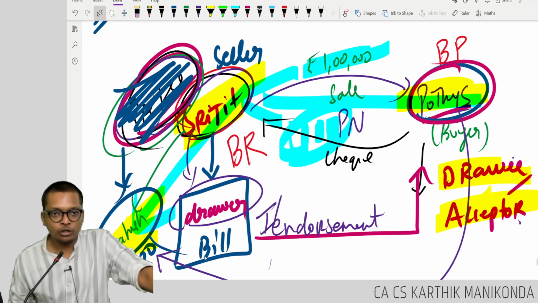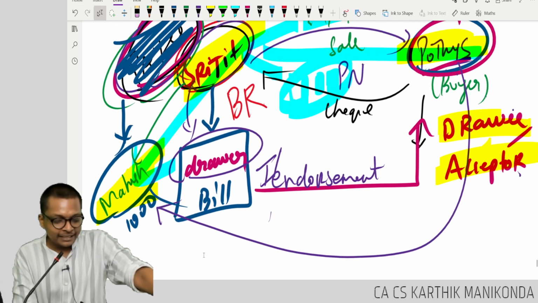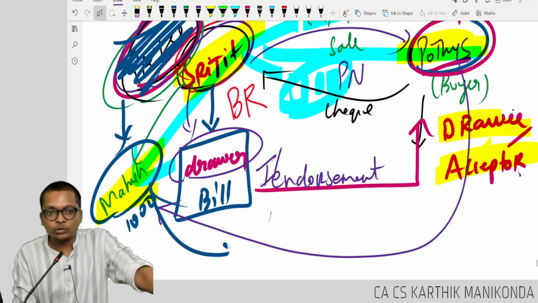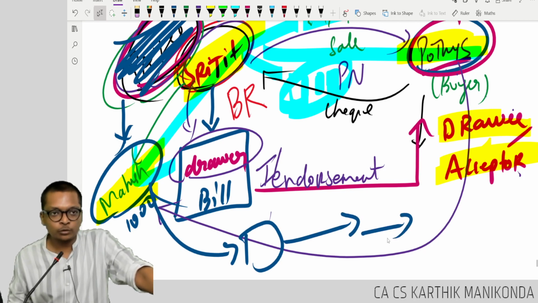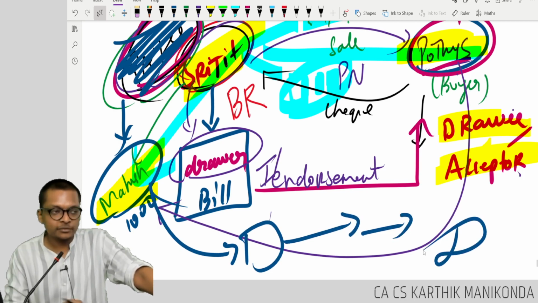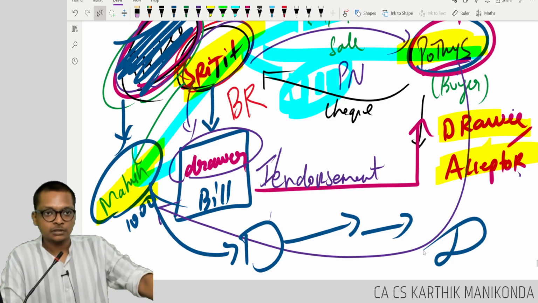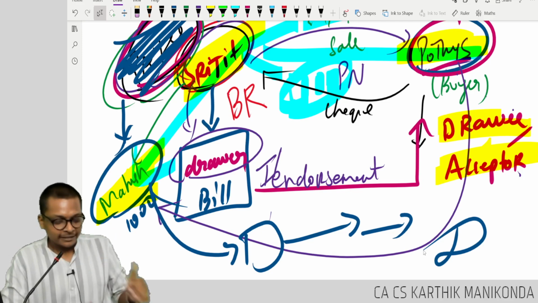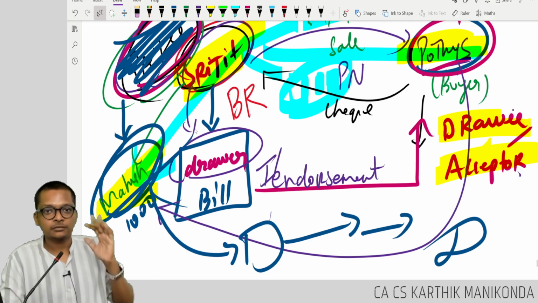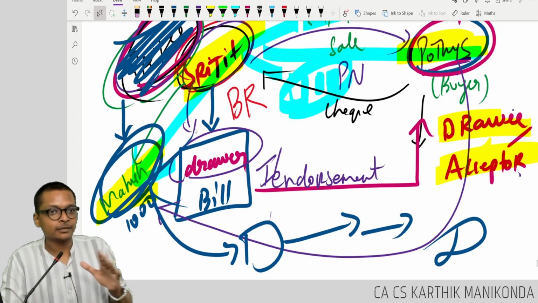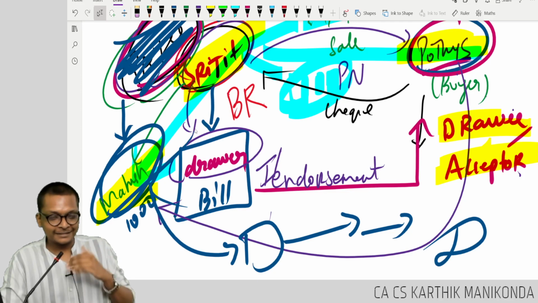How many times can I endorse? Can I endorse to Mahesh? Can Mahesh endorse to somebody else? Can he endorse to somebody else? How many times can we do this? Infinite times. There is no limit. Sir, then while endorsing, instead of writing Mahesh, I wrote Mahima. Wrong spelling. What to do? Not in syllabus. Don't worry. It was there in Inter.